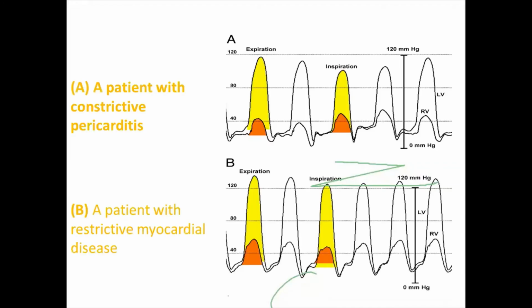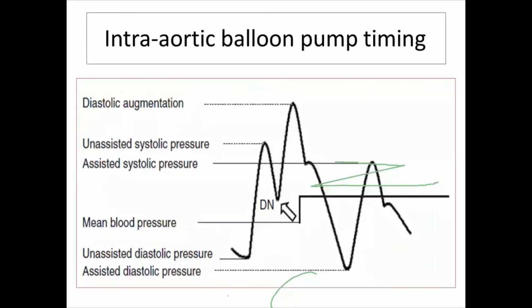Okay, this is just a schematic representation. In a patient with constrictive pericarditis, with inspiration, there is increase in the RV pressure and decrease in the LV pressure. So there is a discordant change in pressure between the LV and RV. Here in restrictive myocardial disease or restrictive cardiomyopathy, there is a concordant increase and decrease between the LV and RV pressures. Take it simple like this. Is it clear?